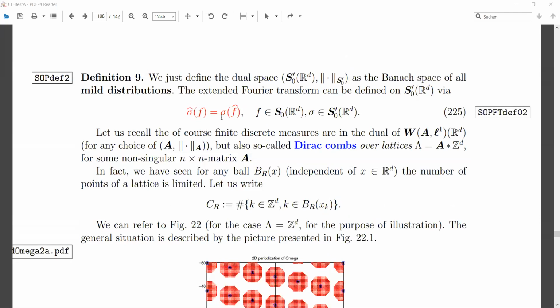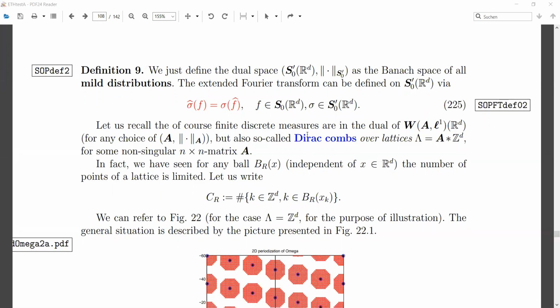One important step to show that the Dirac comb, and we will use a lot of these Dirac combs now, is in the space of mild distributions. Actually, in the dual of the Wiener algebra, we have to recall this situation. So what is the most general Dirac comb in multidimensional signal processing? We call it lattice lambda, and it's obtained by distorting the standard lattice Z^d by some non-singular matrix. Of course, it should be a d by d matrix, not n by n.